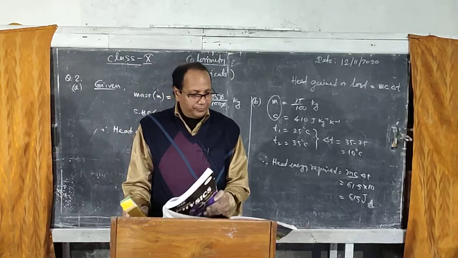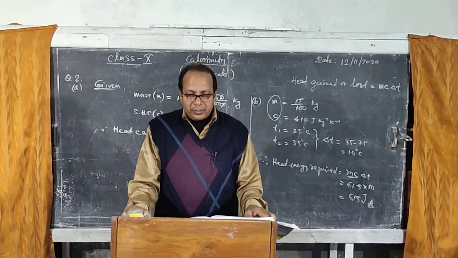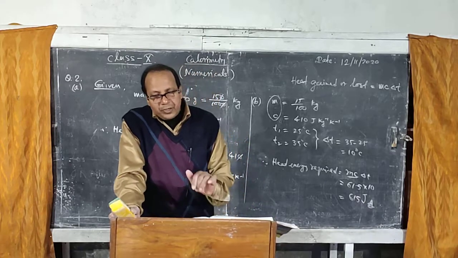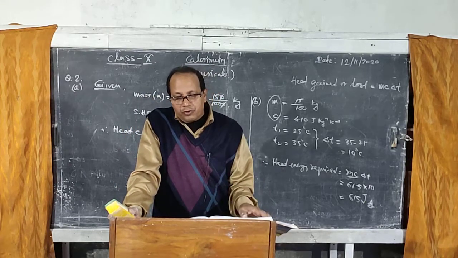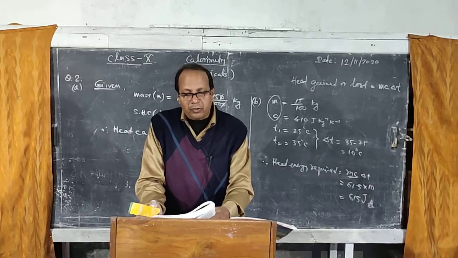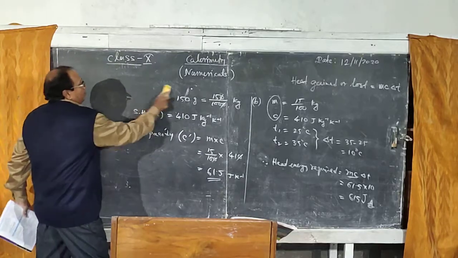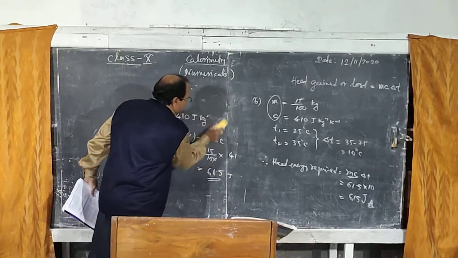Now I'll go for question number 3. Question number 3 goes like this: a piece of iron of mass 2.0 kg. So let me read out the question side by side. I'll write the important values on the board.